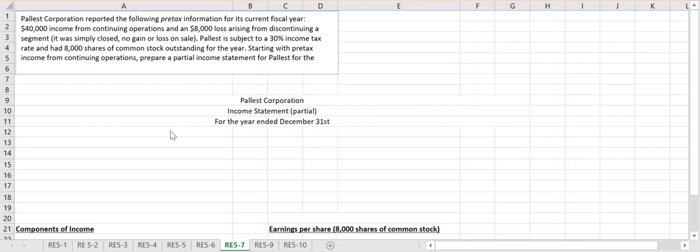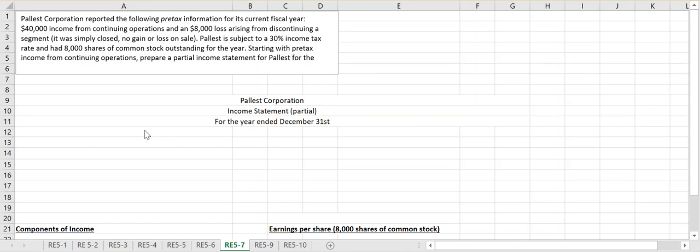In this example video, we're going to go over review exercise 5.7, where again, we're going to be talking about discontinued operations, but in this case, we're given the pre-tax values, and we're going to calculate how we come up with our earnings per share based on what we have for continuing operating income and our net income. So they tell us that our corporation reported the following pre-tax information for its current fiscal year.